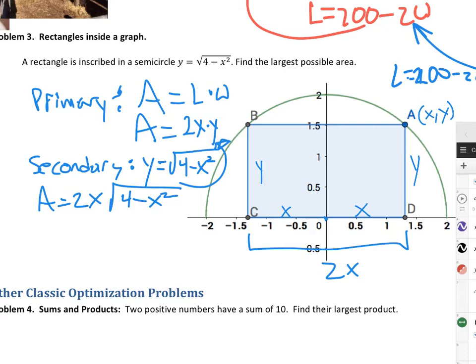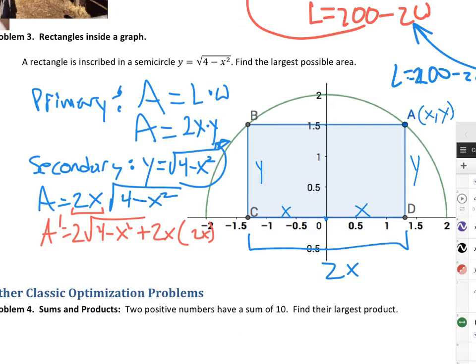Now we need to find the derivative of this, right? We want to maximize the area. So A prime is going to be, well, we need to use a product rule here. So derivative of the first is 2 times the second, square root of 4 minus x squared, plus the first times the derivative of the second, which will need a chain rule. So we need the derivative of the inside, which is negative 2x, times the derivative of the outside, which is going to be 1 over 2 times the square root that's given to us there.